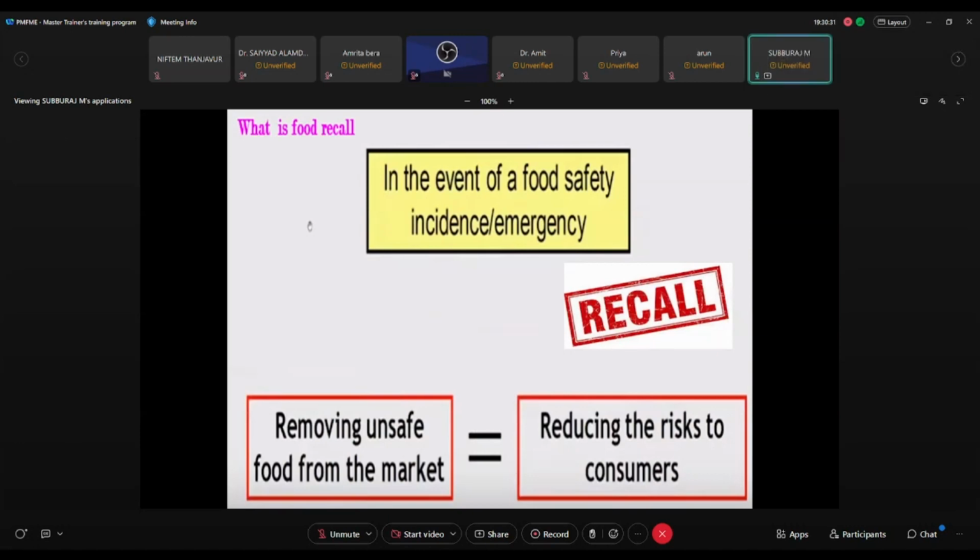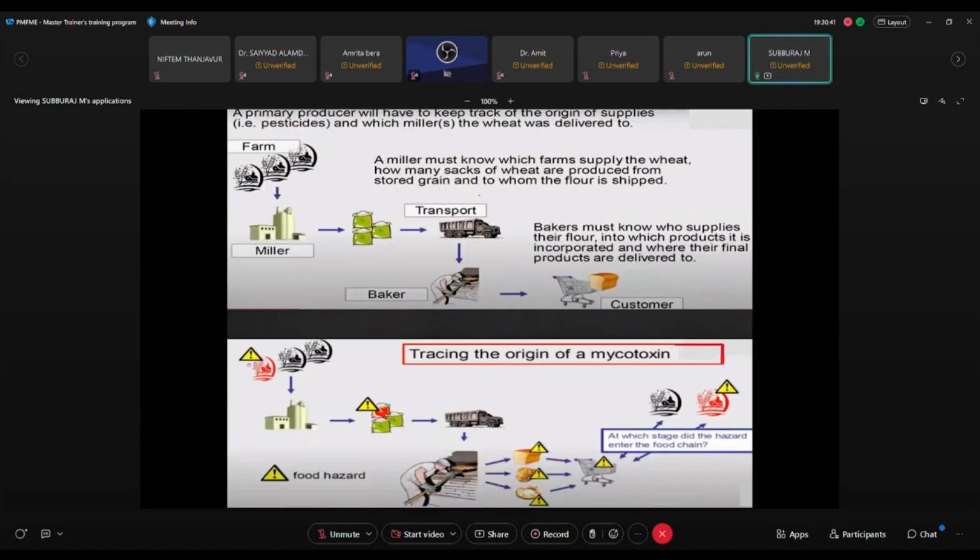Okay, so if any food safety incident happens, we have to remove the unsafe food from the market and reduce the risk to the consumer. This is known as a recall. I am giving one pictorial graph just to see. This is the traceability as well as the recall.